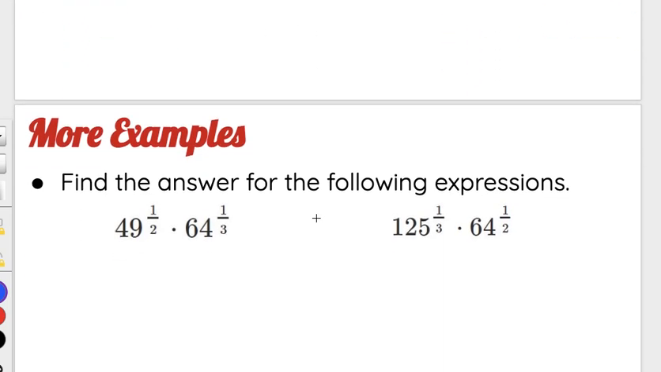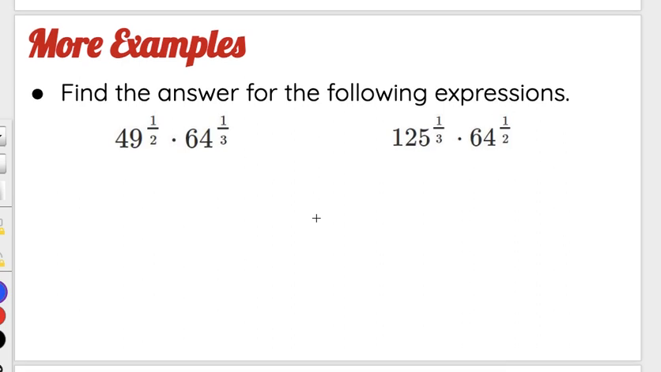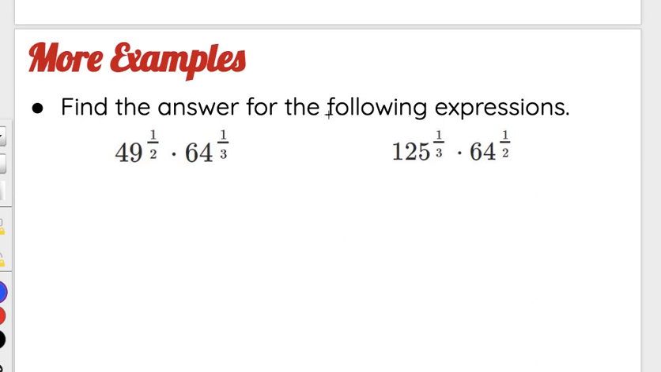Now let's check another two examples, a little bit more complicated. Let's see if we can solve it. As you can see, we have two parts multiplied together, so we are going to deal with them individually and then figure out the answer. As we just mentioned, 1/2 means square root, the second root. So it's the square root of 49. And since this one is 1/3, it means the third root, the cubic root of 64.